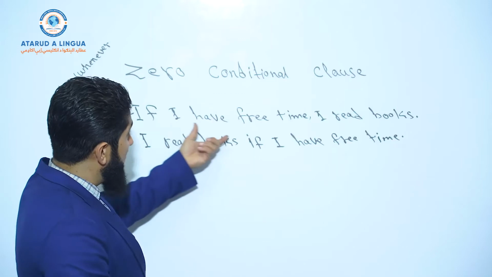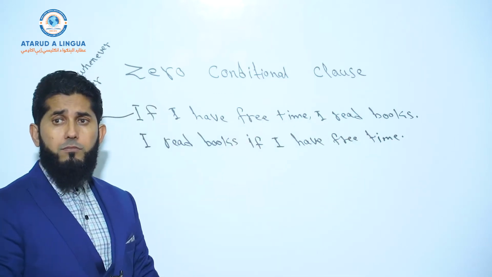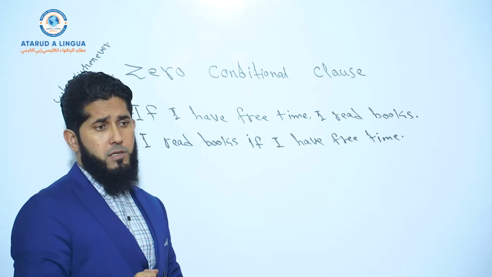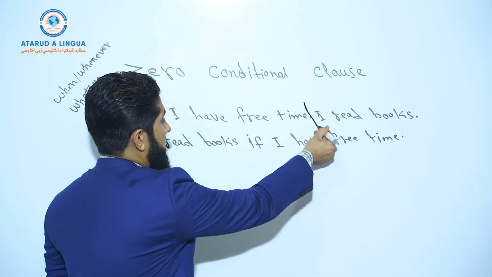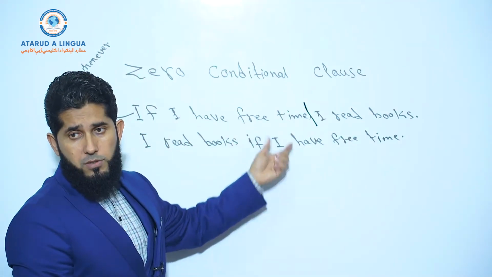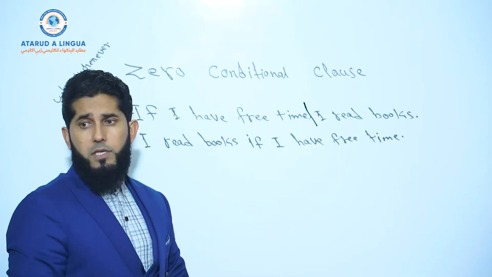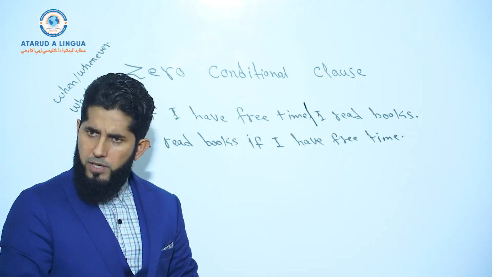So now, if I have free time, I read books. This is a complex sentence. It's the combination of two clauses. How many clauses? Two clauses. So here, if I have free time, it is your conditional clause, adverb clause of condition. And it is a dependent clause. It cannot stand alone by itself. It does not give a complete meaning by itself.